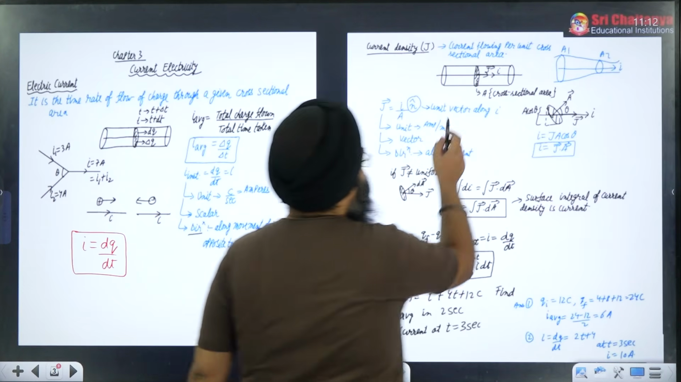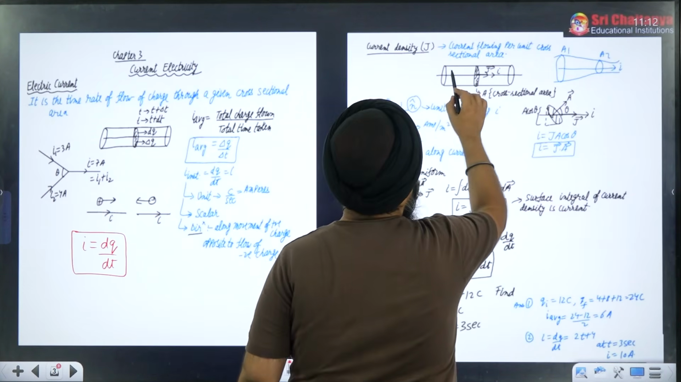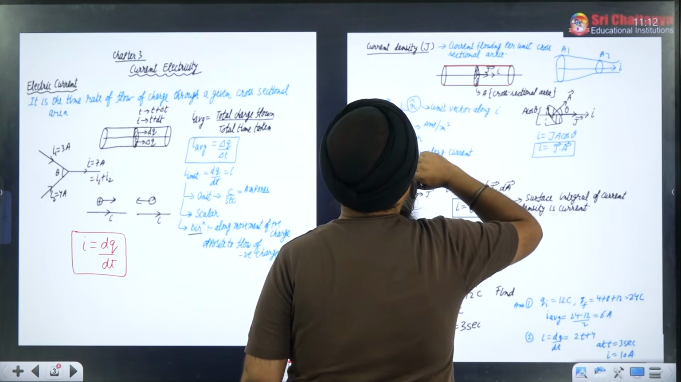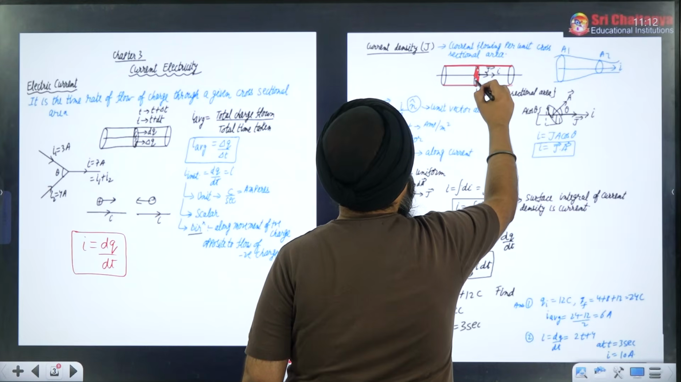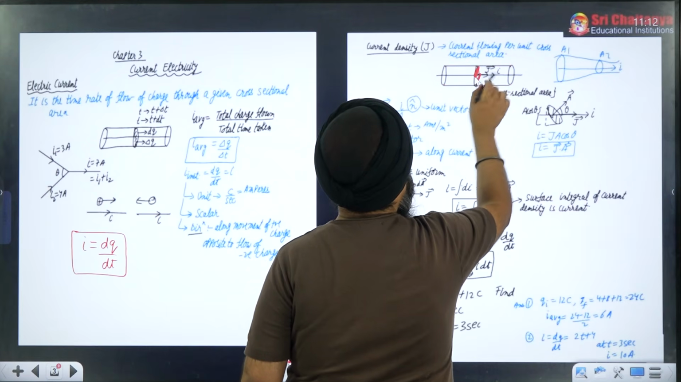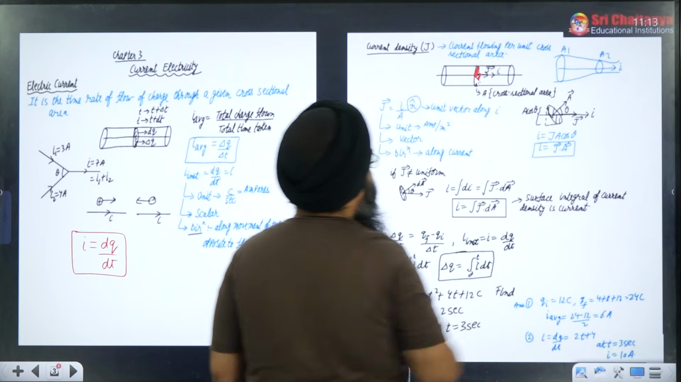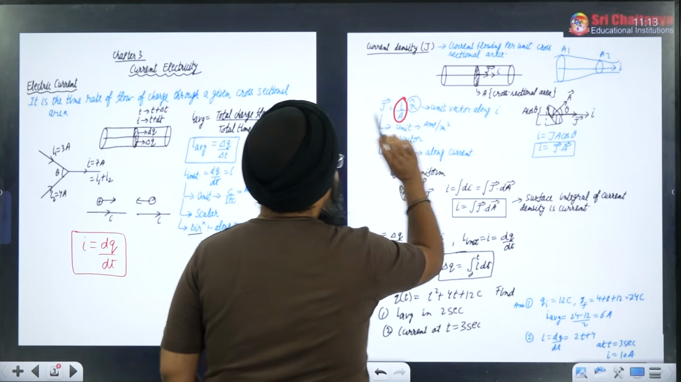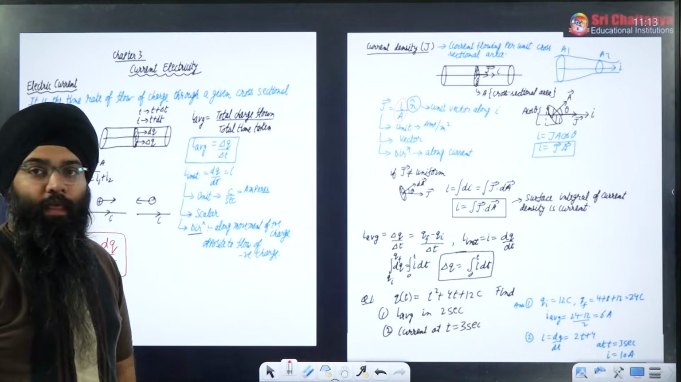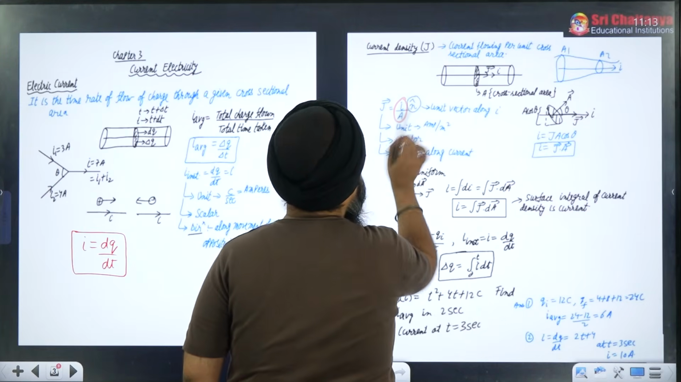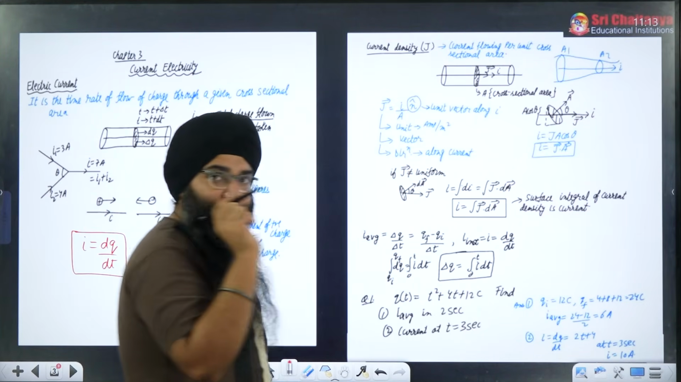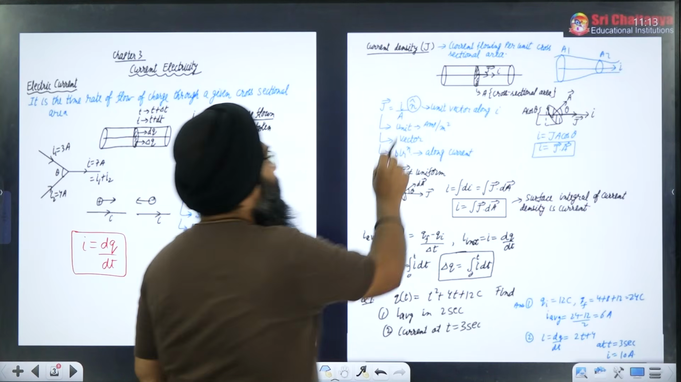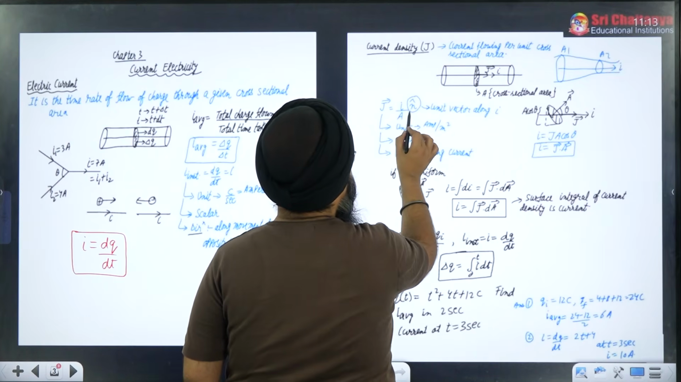Like in my example, if you see here, this is a cylindrical straight conductor. I have taken a small area A here, and the current is flowing perpendicular to this area. So I will say that the current density will be current divided by area, I divided by A. And the direction of current density will be in the direction of current. Wherever the current is flowing, in that same direction the current density will be there. So it will be given by I by A into n cap.